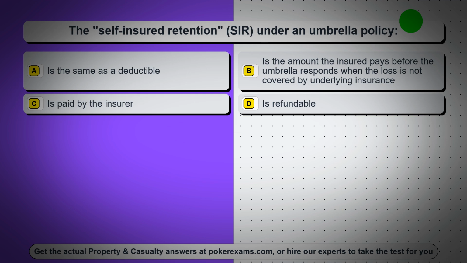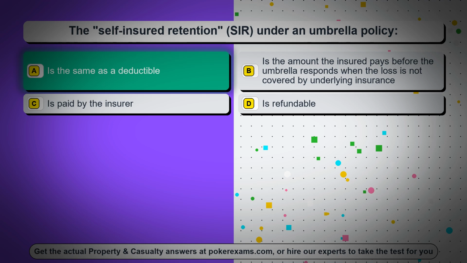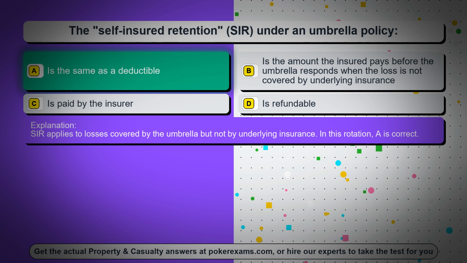Question 53. The self-insured retention, SIR, under an umbrella policy, option A, is the same as a deductible, option B, is the amount the insured pays before the umbrella responds when the loss is not covered by underlying insurance, option C, is paid by the insurer, option D, is refundable. The correct answer is option A, is the same as a deductible. SIR applies to losses covered by the umbrella but not by underlying insurance. In this rotation, A is correct.